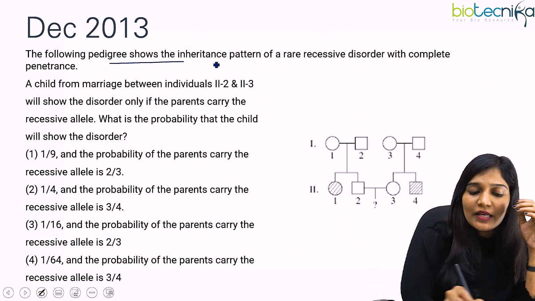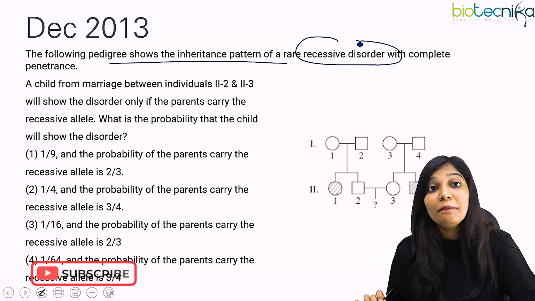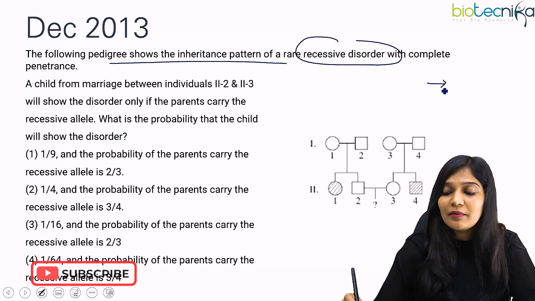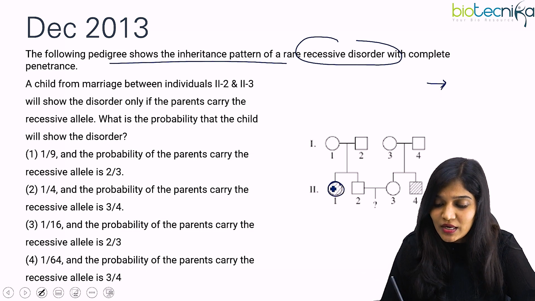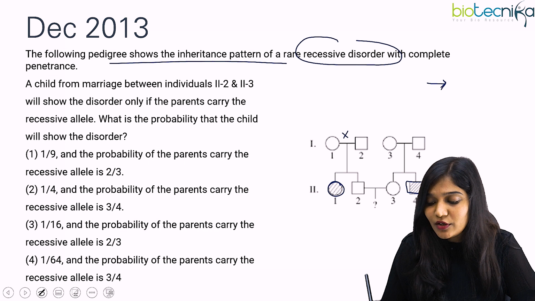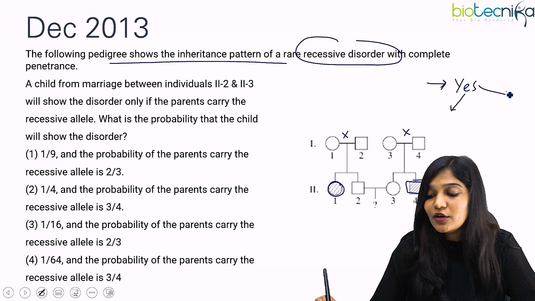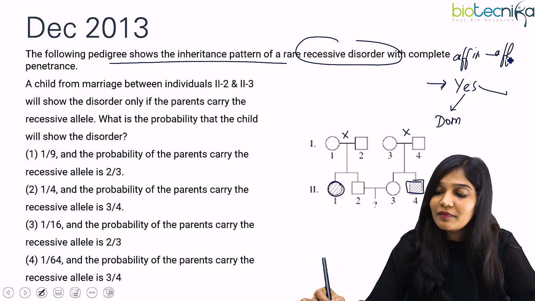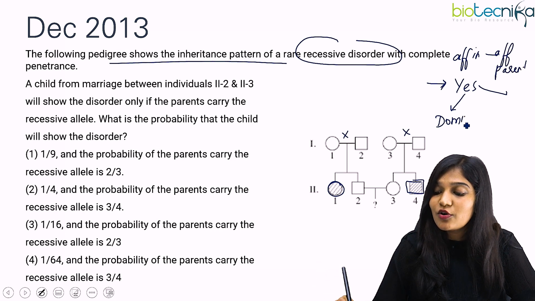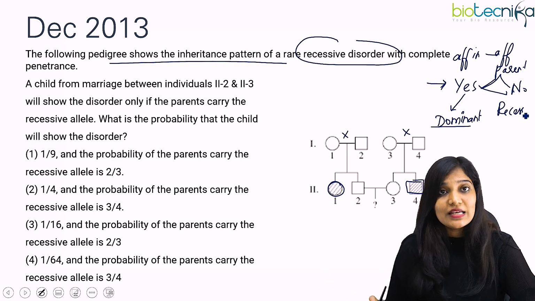So here you're seeing a pedigree, an inheritance pattern. They have given a recessive disorder. Let's understand the pedigree. The first important thing to check is whether the affected individual has an affected parent. This is the affected individual, and he doesn't have an affected parent. This is another affected individual, and he doesn't have an affected parent. If the answer is yes, then it is dominant. But here we have no for this question, so it is going to be recessive.